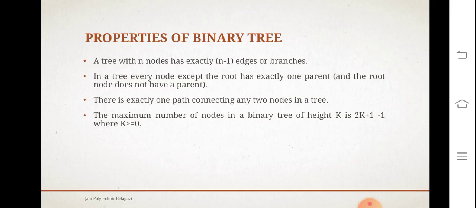Then what are the properties of a binary tree? A tree with n nodes has exactly n minus 1 edges or branches, and in a tree every node except the root has exactly one parent, and the root node does not have a parent. Then there is exactly one path connecting any two nodes in a tree. Then the maximum number of nodes in a binary tree of height k is 2^(k+1) minus 1, where k is greater than or equal to 0. These all are the properties of a binary tree.